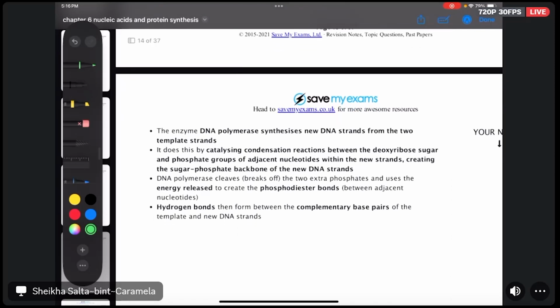And once all the DNA is synthesized and the phosphodiester bonds are formed, the DNA polymerase just breaks off, and then the hydrogen bonds form between the complementary base pairs of the template and the new DNA strand.